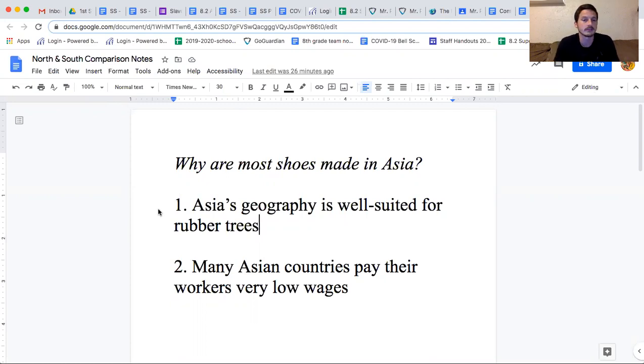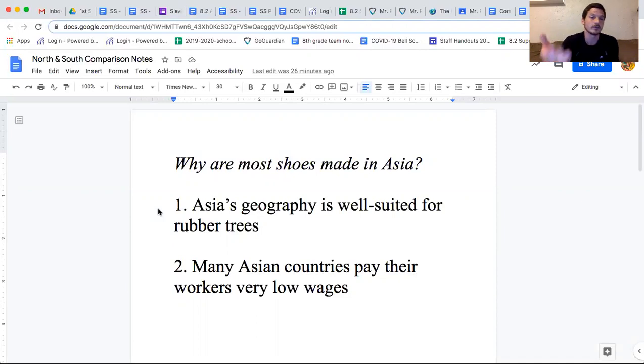So there's just massive rubber tree plantations in many areas in many Asian countries. And then the second thing is that many Asian countries pay their workers very low wages, right? Whereas America, we have got minimum wage laws. A lot of other countries have that too, that prevent companies from paying their workers very little. A lot of those countries don't have that. And so they're able to make cheaper products because they're not having to pay their workers as much.